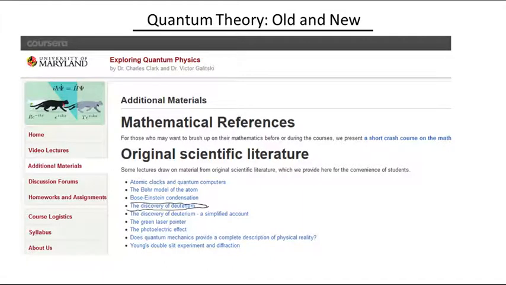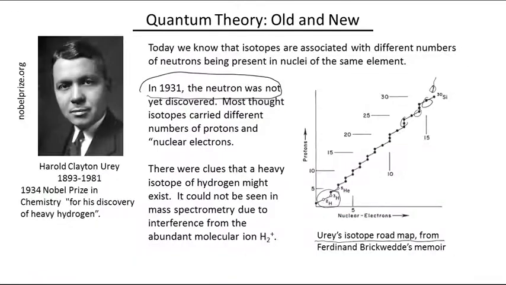Those are these two contributions: the discovery of deuterium, which is a collection of the original papers, and then a sort of a simplified account written for a professional association journal, which is a summary account of how deuterium was discovered by Urey.